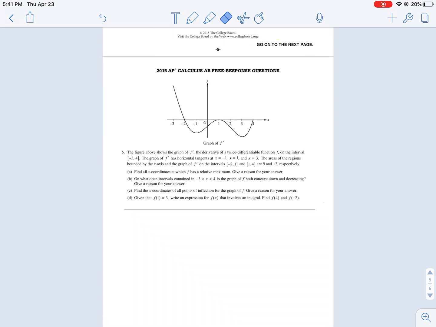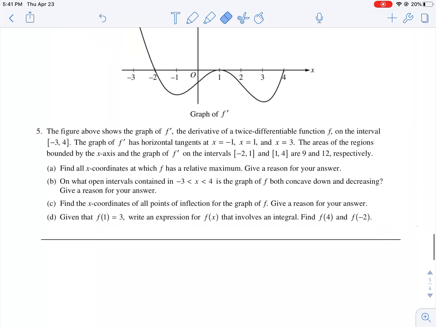Number 5, we have a graph of f prime. They tell us there are horizontal tangents at -1, 1, and 3, which is kind of what it looks like, but you would need to know for sure. And then this area is 9, and this area is 12, they tell us.